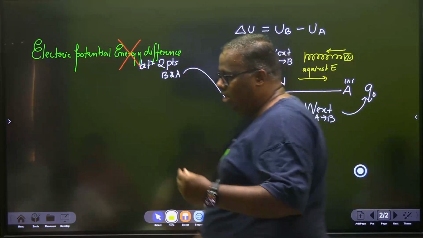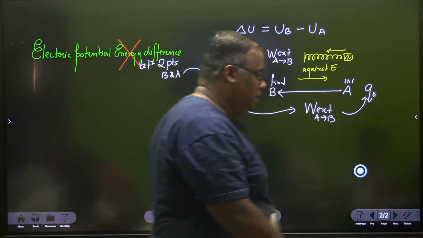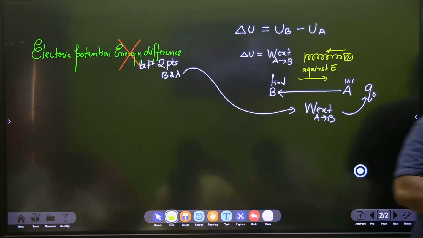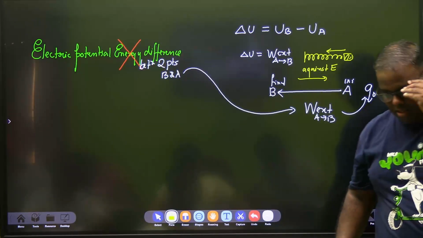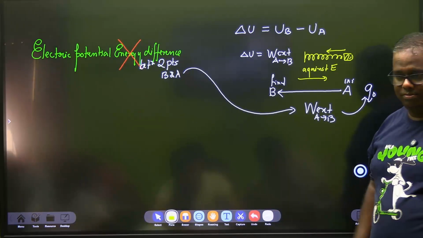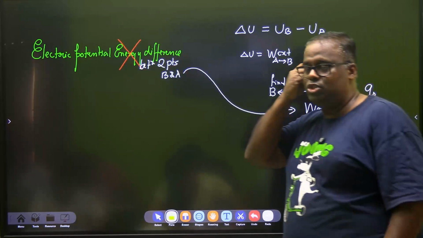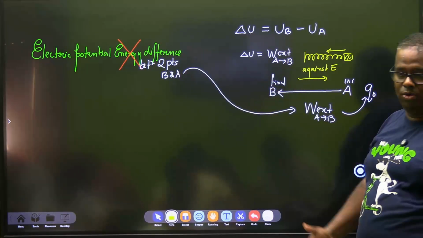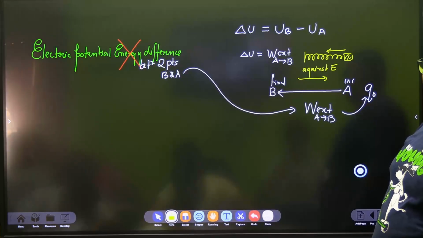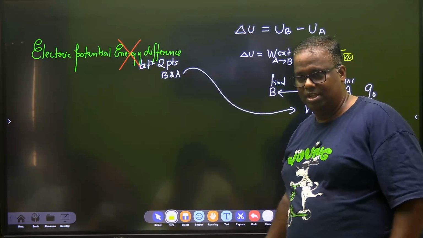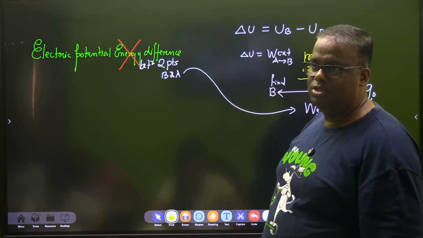Now you write: the external work creates a difference in potential energy between A and B. When you write A, you write U_A, and when you write B, you write U_B. U_A is the potential energy at A, U_B is the potential energy at B. This external work creates a difference in potential energy between A and B, such that U_B is greater than U_A. And delta U is equal to U_B minus U_A.